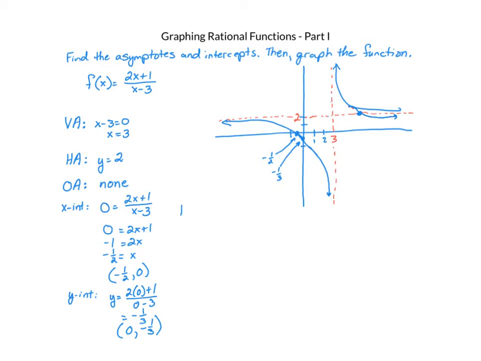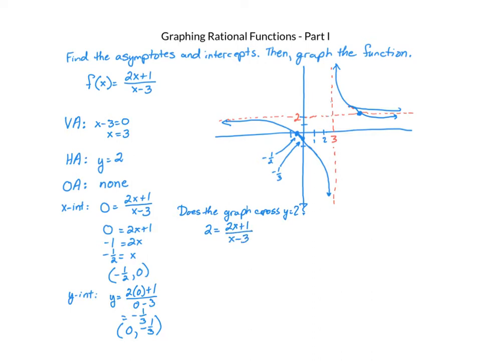So let's ask the question, does the graph cross y equals 2? If it were to cross, there should be a point on the function where the y value were equal to 2. So let's let it equal 2 and we'll solve the equation.